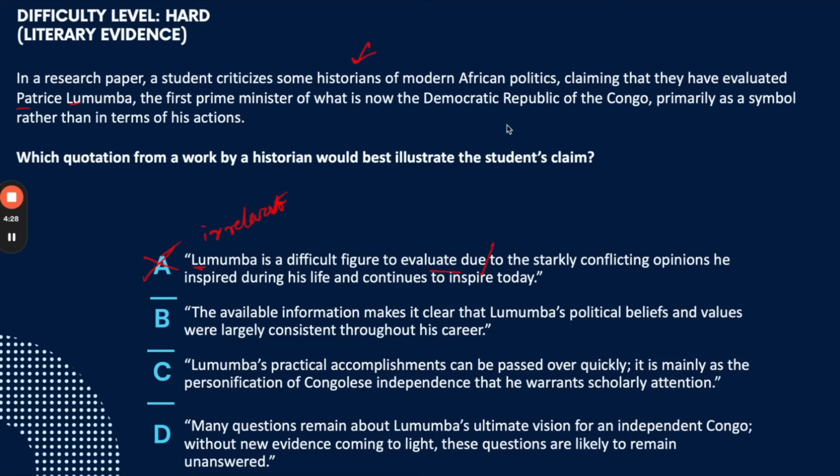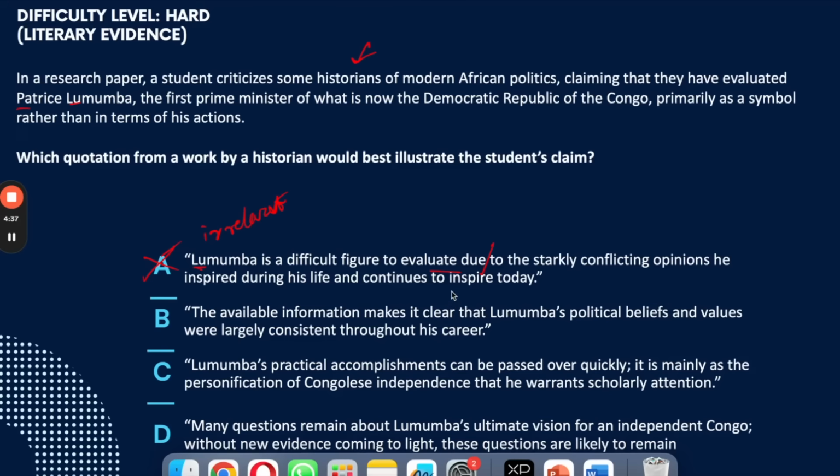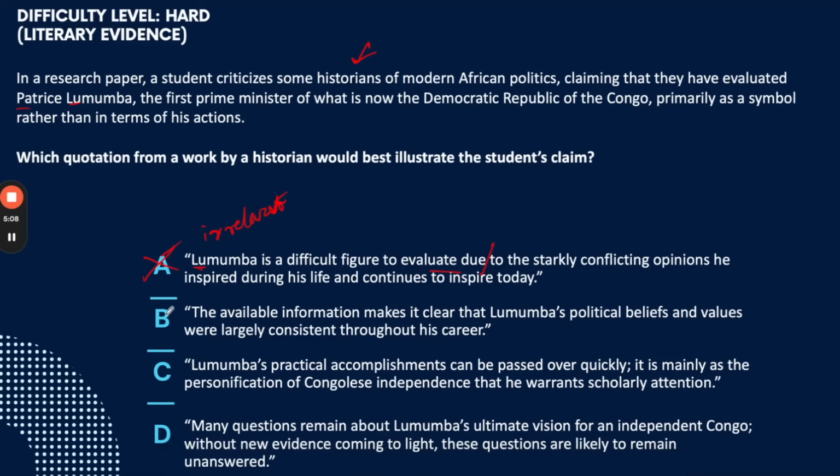Let's look at B now. The available information makes it clear that L's political beliefs and values were largely consistent throughout his career. Now, what is this option trying to say? This quotation is saying that PL had consistent political beliefs and values throughout his career. This focuses on an analysis of his ideological stance. It suggests that there is clarity in understanding what he stood for politically. So, this will suggest that the historian is paying attention to PL's belief and political consistency, not just viewing him as a symbol.